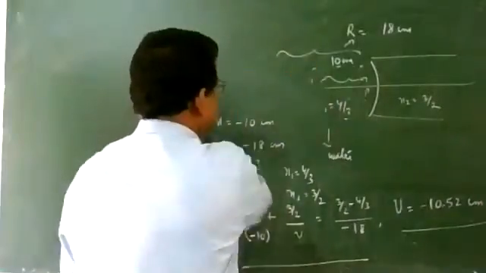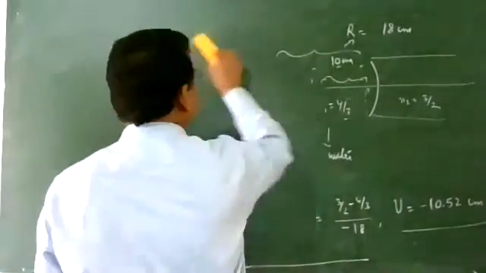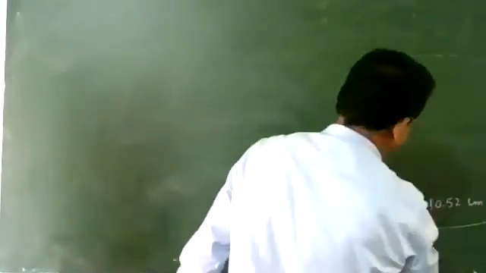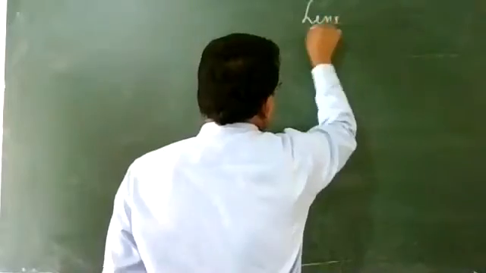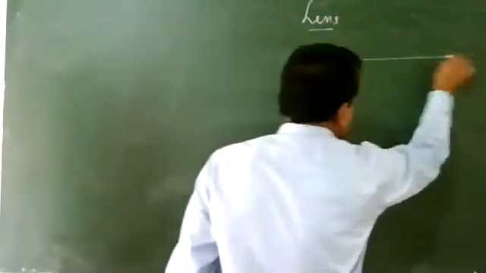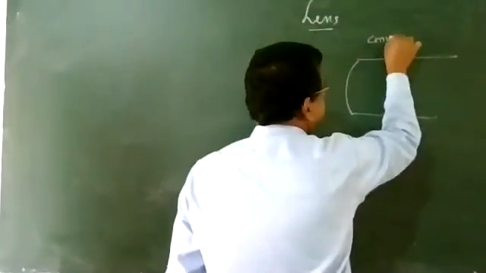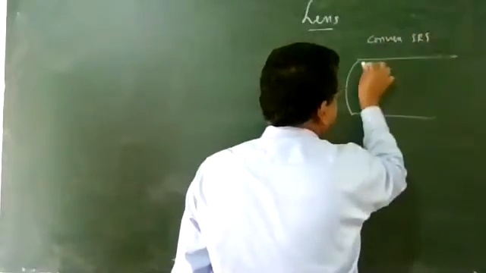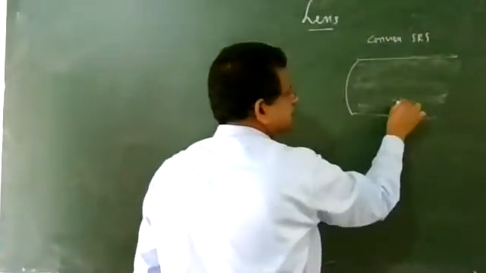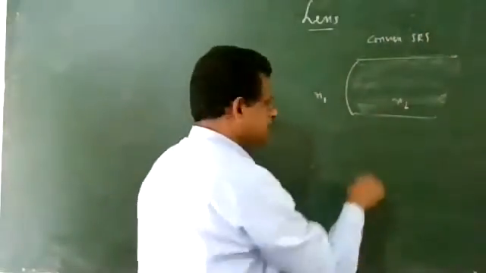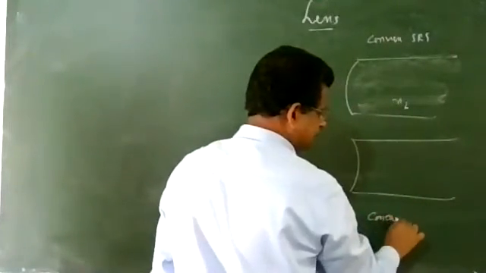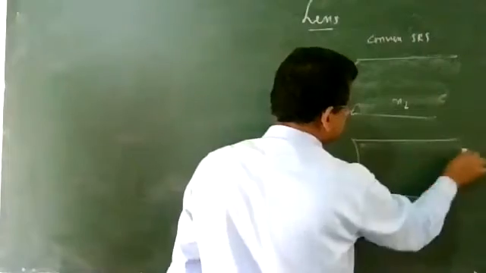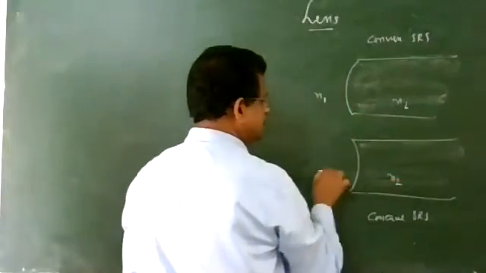The next is your lens. So we have convex SRS. This is full of denser medium. This is N2, this is N1. This is concave SRS. This is N2 and this is N1.